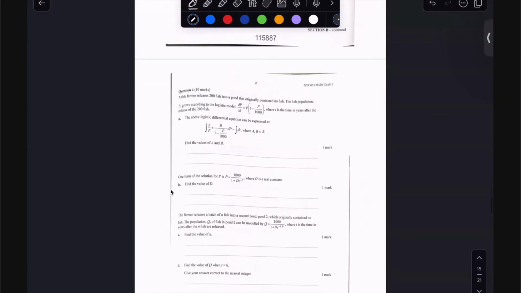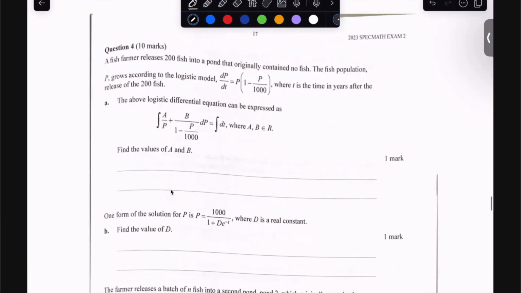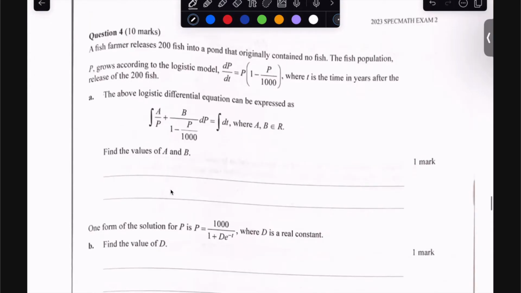So that's that question. Now we have our lovely differential equations question. A fish farmer releases 200 fish into a pond that originally contained no fish. The fish population, P, grows according to the logistic model, where t is the time in years after the release of the 200 fish. The above logistic differential equation can be expressed as that. Find the values of a and b.